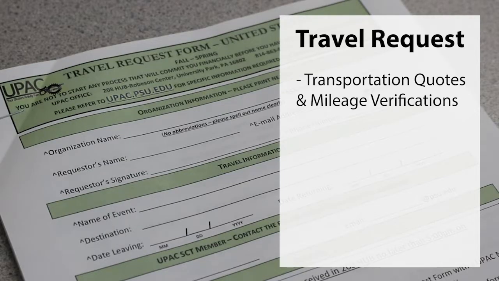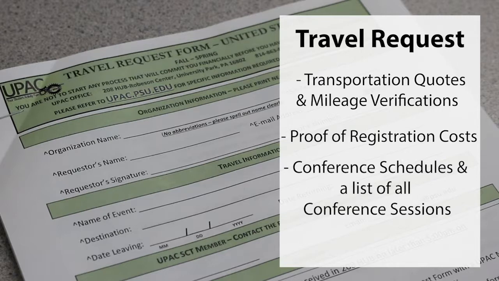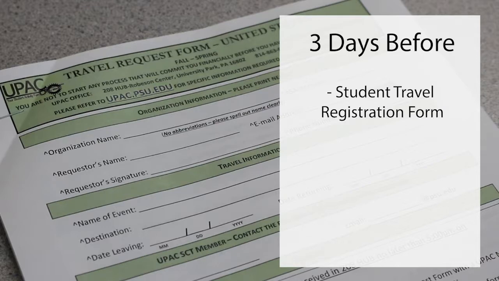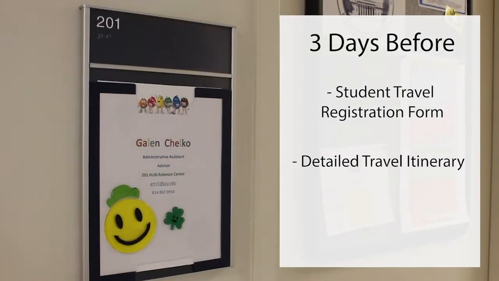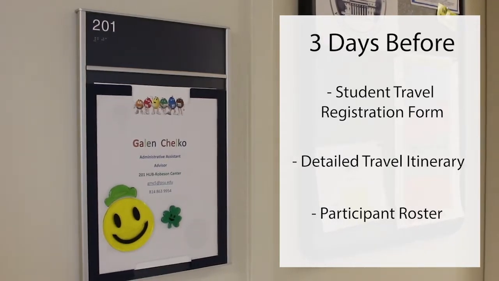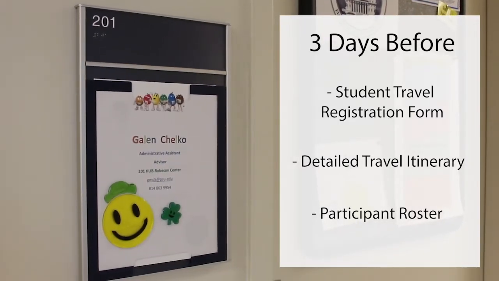Travel requests should be returned with transportation quotes and mileage verifications, proof of registration costs, conference schedules and a list of all conference sessions, and a tentative travel roster. Remember that you'll need to submit a student travel registration form, detailed travel itinerary, and participant roster to 201 Hub at least 3 days prior to your departure date.